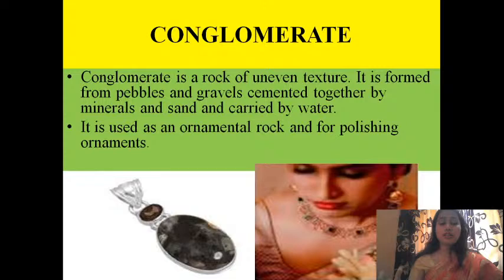So we have already read about igneous rocks and sedimentary rocks. In igneous rocks, there are three types of rocks. What are those? Granite and obsidian, and the third one is what? Forgot. I want your answer on the live chat section.